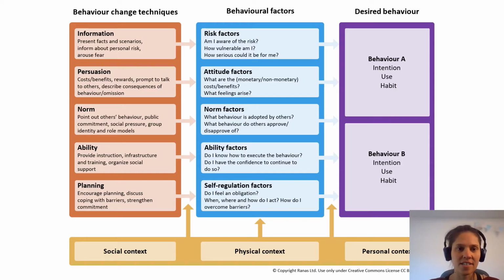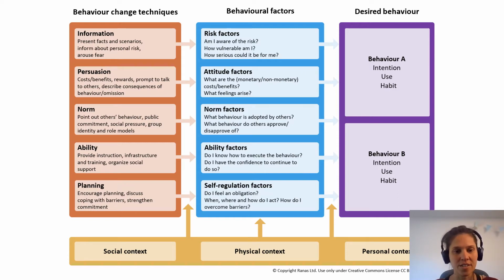What you can see here is the Ranas model, and in the core of the model, in the blue boxes, you will find the behavioral factors, which represent the mindset of our target population, the thoughts and beliefs. We classify them into 5 different factor blocks. We have the risk factors, representing the knowledge of a certain health risk; the attitude factors, the beliefs about costs and benefits and the related feelings about a new target behavior; the social norms; and the ability factors, which represent the knowledge of how to execute the behavior and also the confidence about always performing the behavior.